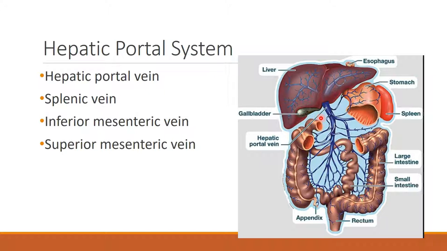All right, so let me point out the various veins I expect you to know for the hepatic portal system. This vein right here, and it would go all the way over to the spleen behind the stomach there. That's called the splenic vein.